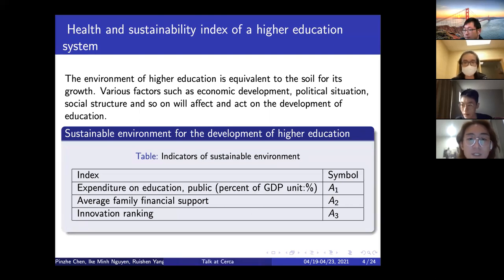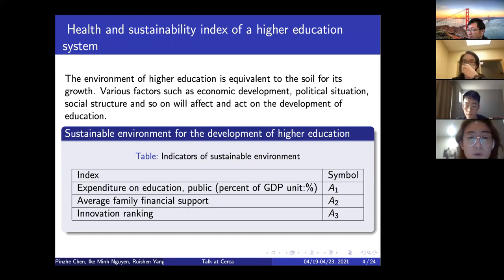We first define a set of indicators of a healthy and sustainable higher education system. The first indicator is the index of the sustainable environment for the development of higher education. We believe that the sustainable environment contains three important aspects. The first one is sufficient financial support from the government and from the family, and great innovation.